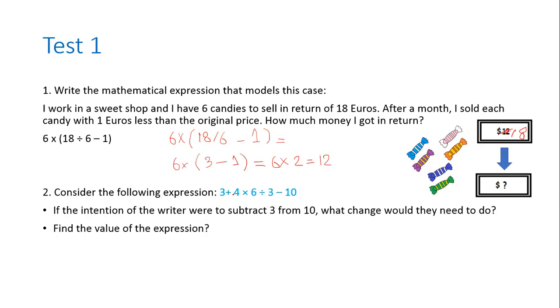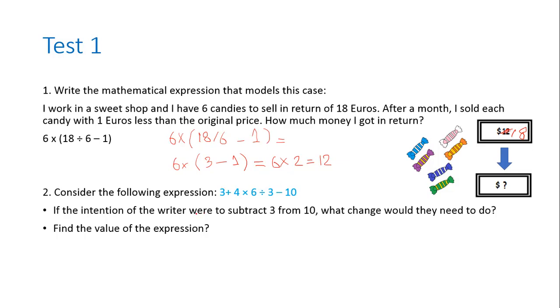Now consider the following expression: 3 plus 4 multiplied by 6 divided by 3 minus 10. Let's answer the following questions. If the intention of the writer of the expression was to subtract 3 from 10, what change would they need to do? We notice that normally, if we wanted to calculate the value of the numerical expression, we multiply first and then we divide according to the set of the rules. After that, we perform the addition and the subtraction.